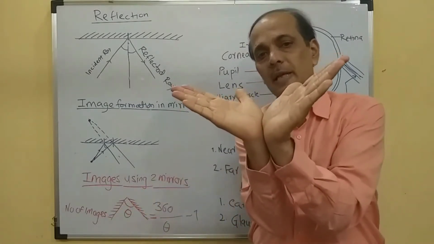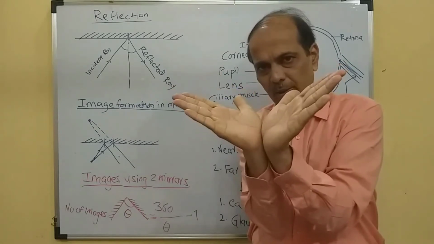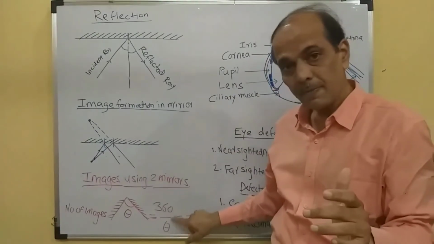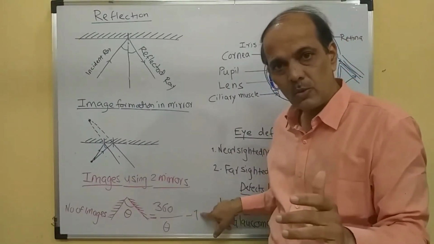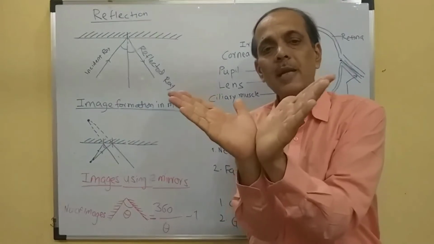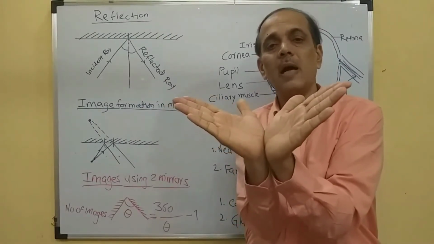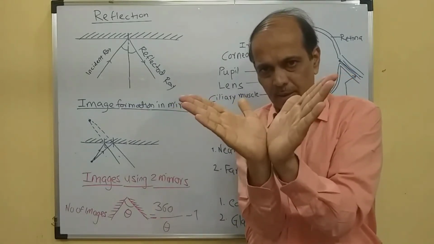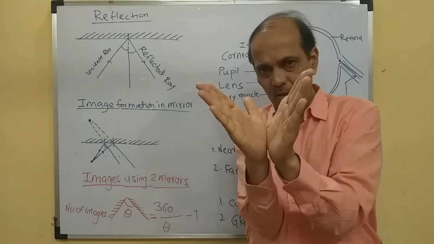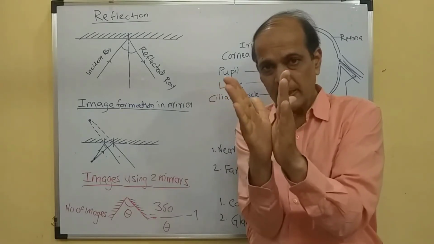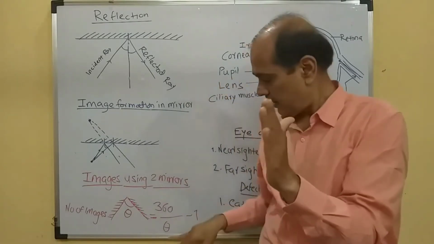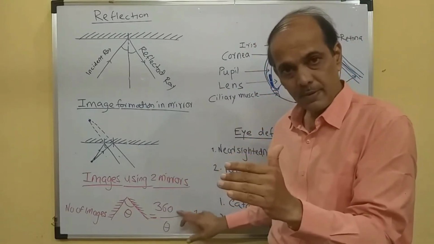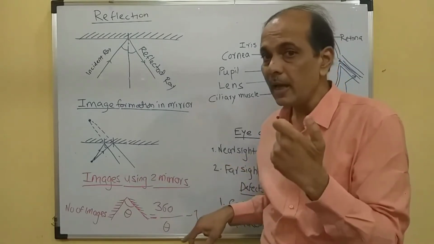If the angle is 120 degrees, a wider angle than 90, the answer is 3, minus 1 is 2. So you will get 2 images if you spread the mirrors open to 120 degrees. For 90 degrees, 3 images; 60 degrees, 5 images; 30 degrees, 360 divided by 30 is 12, minus 1, so the number of images will be 11.